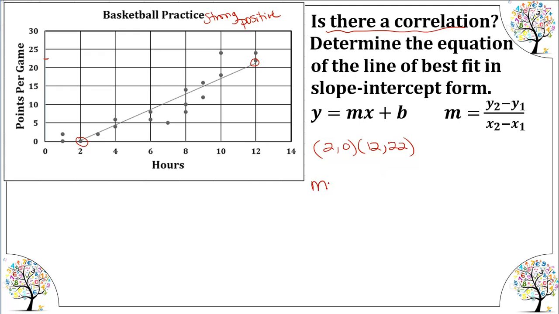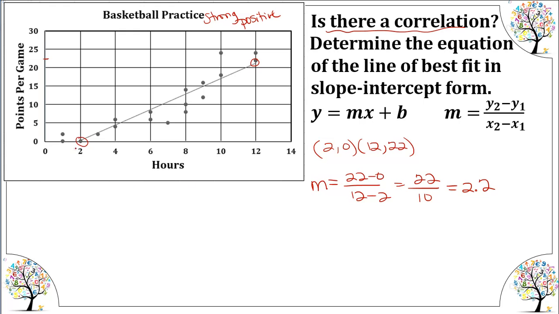So my slope is going to be 22 minus 0 over 12 minus 2. This gives us 22 over 10, and that's going to be about 2.2. So as the number of hours we practice increases, we're going to gain about 2.2 points in a basketball game.